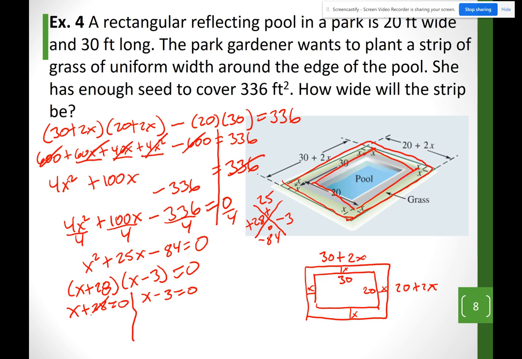So x plus 28 equals 0. Let me move the 28 over. I get x equals negative 28. x minus 3 equals 0. Let me move the 3 over. So I get x equals 3.